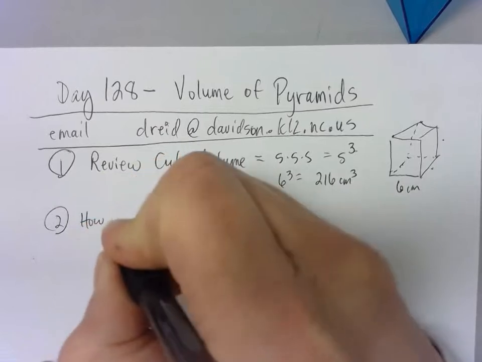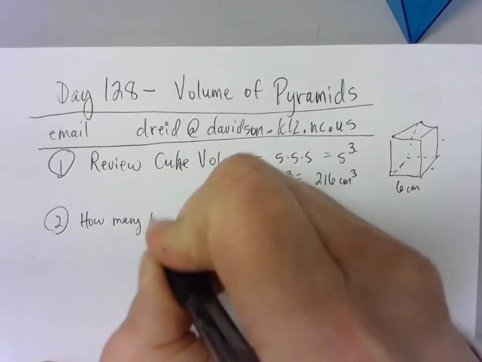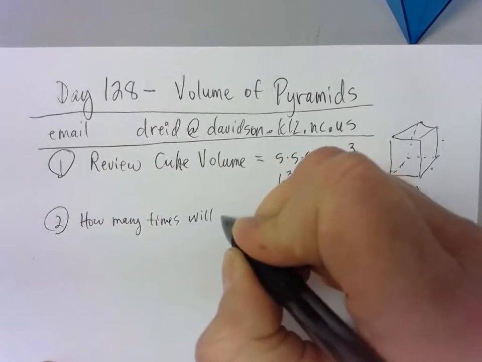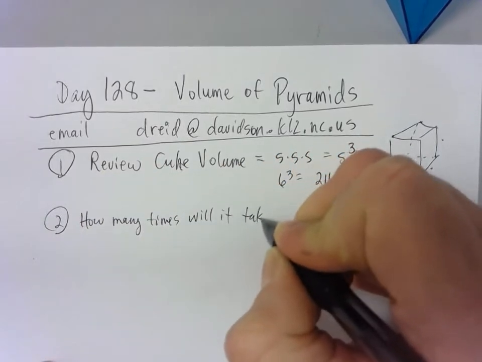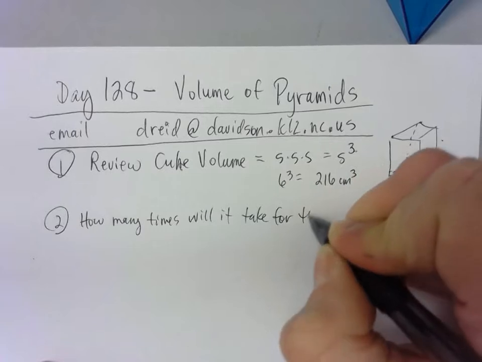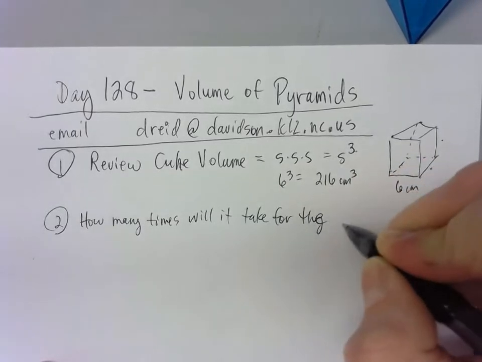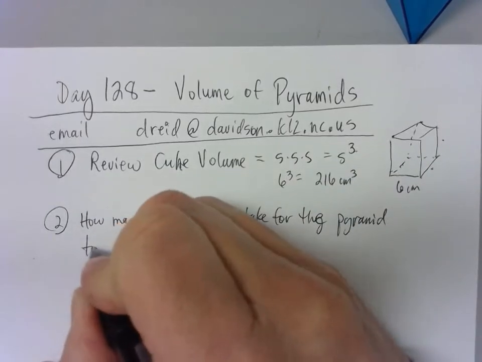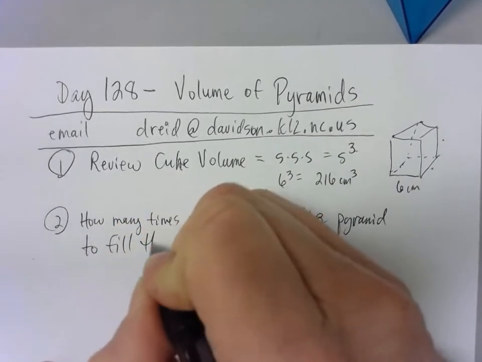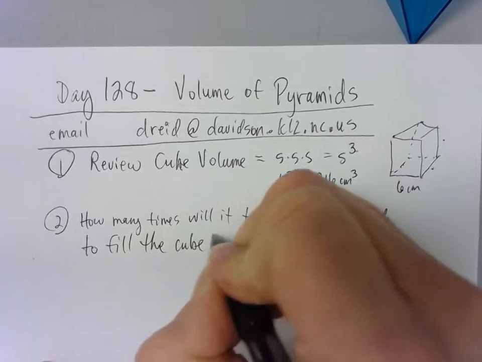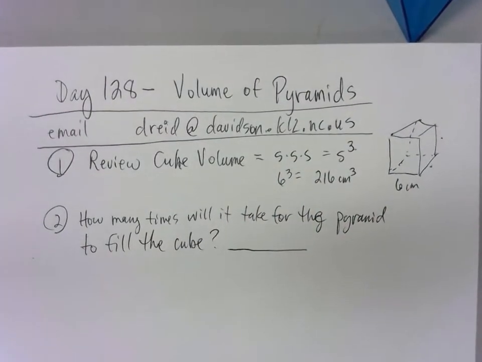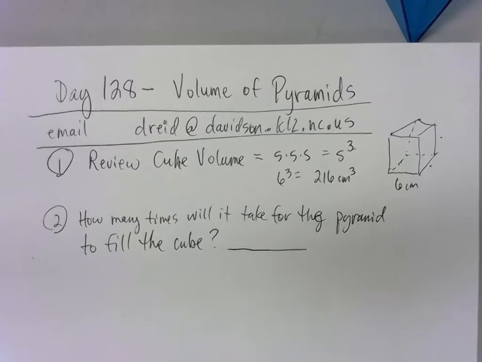How many times will it take for the pyramid to fill the cube? Okay. Got your answer? 1, 2, 3, 4, 5, 6, 10. How many times do you think it's going to take? Are you ready? Here comes the answer.